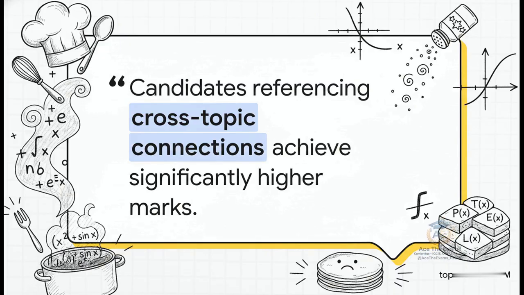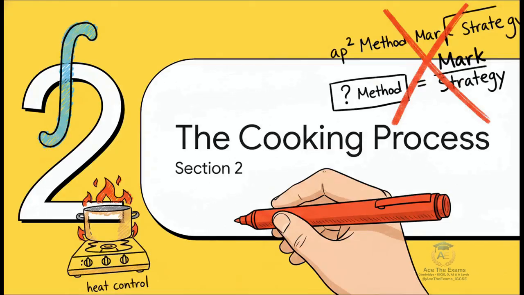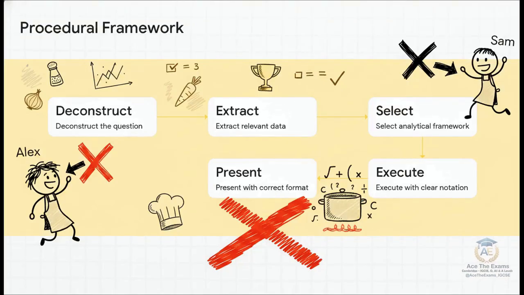When you miss this, you lose 60% of the available mark yield instantly because your core seasoning is completely missing. Section 2. The cooking process. Let's step up to the stove and execute the technical methodology with what we call the method mark strategy. You must strictly follow this unbreakable 5-step sequence.